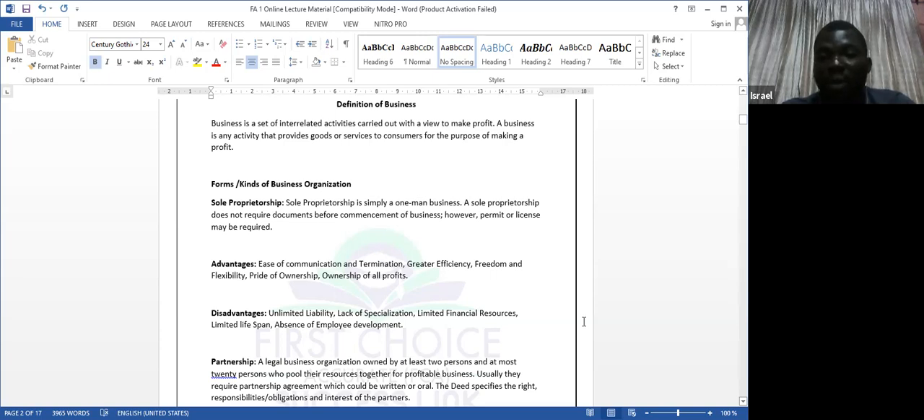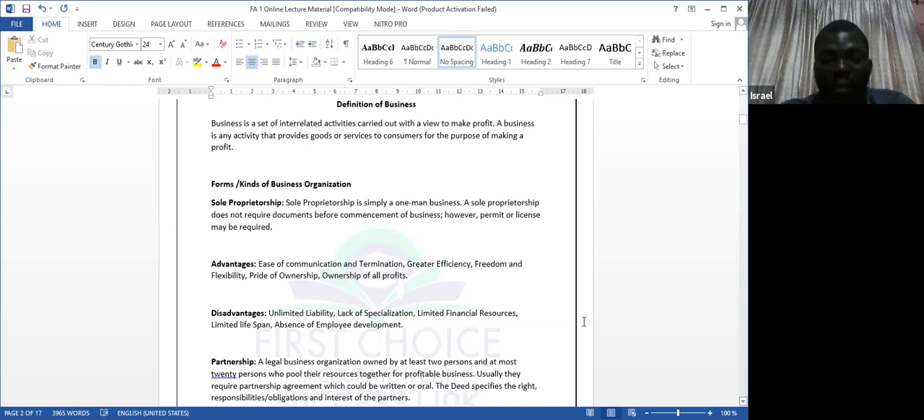Then also we have absence of employee development, because the sole proprietors believe in themselves, and at the same time they try as much as possible to render a service. So when an employee comes on board and needs some training and development, they don't see the need for it because of their small, limited operation and the small scope of the activities they engage in.